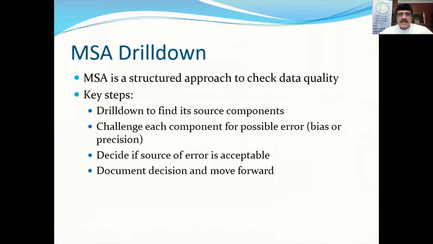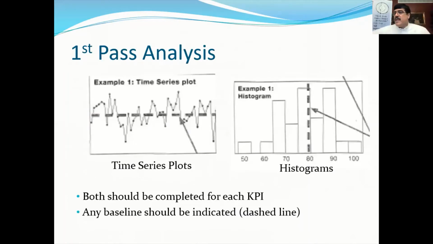We've seen this. Now, before you move on, this is a measurement system. A drill down is basically a structured approach to check the data quality. You want to check the data that you collected and check the quality of it. Basically, the drill down is to find the source of the component. You want to challenge each component for possible errors, either bias or precision, and then decide if the source is acceptable. If it is, you just move on to the next. If not, then you document your decision and you move forward. So that's about gauge R&R.